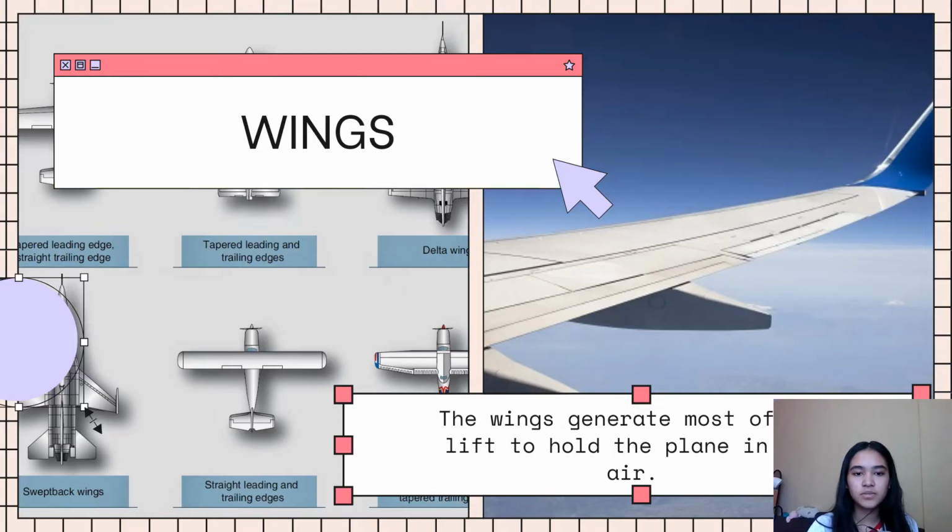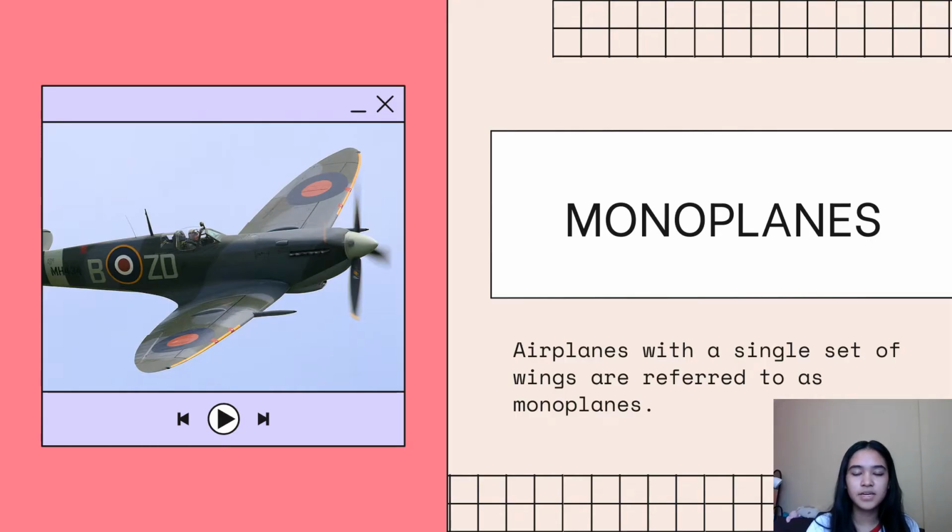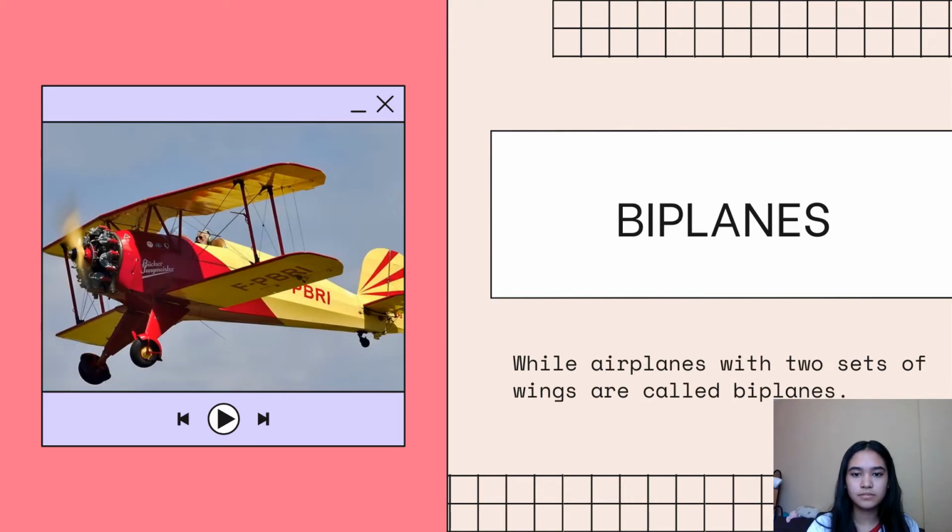The second component of an aircraft is the wings. The wings generate most of the lift to hold the plane in the air. There are two types of wings. First is the monoplanes. Airplanes with a single set of wings are referred to as monoplanes. Second is the biplanes, while airplanes with two sets of wings are called biplanes.